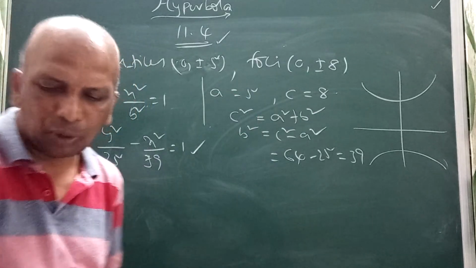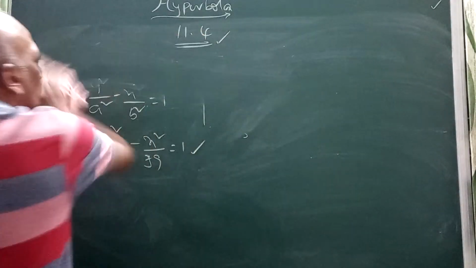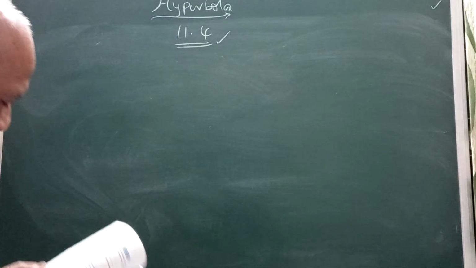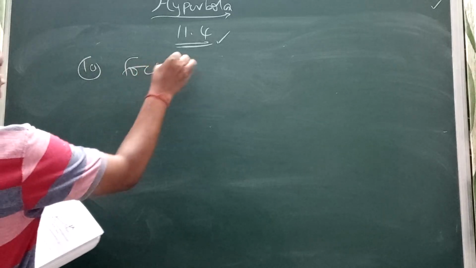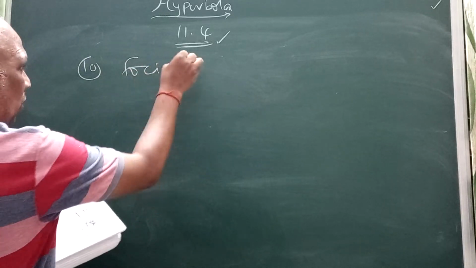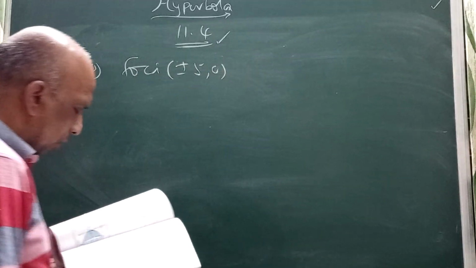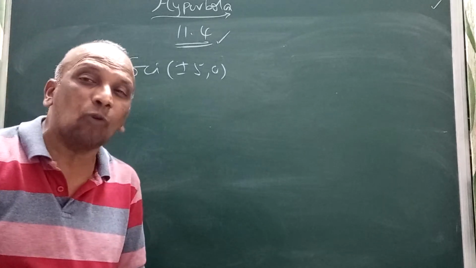Now I will do the 10th one. Look at the 10th problem, right? When I'm talking about the 10th one, the given foci are plus or minus 5 comma 0. The transverse axis is of length 8.